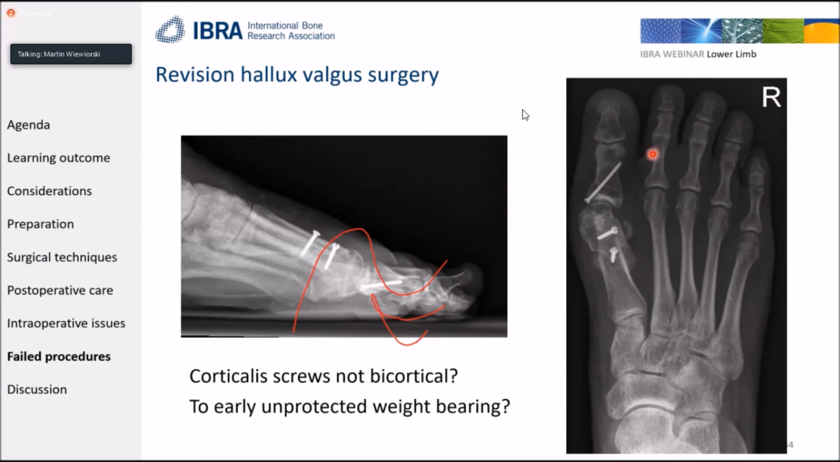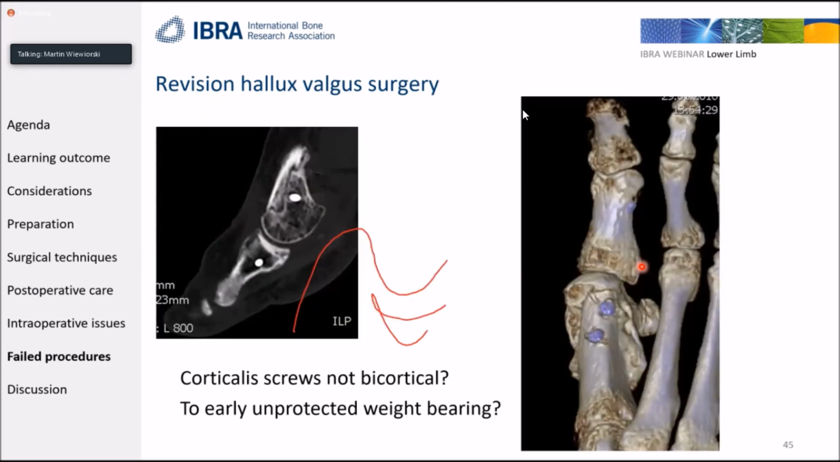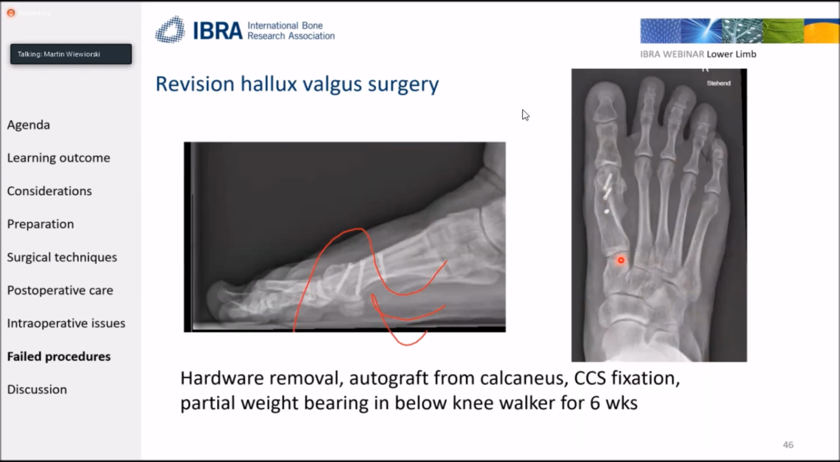I don't know what the reason was for this failure. Maybe the screws were not bicortical and failed. Maybe she was weight bearing too early. I can't really tell you what happened here. This is also the CT. You can see this is basically a non-union of this fragment. Non-unions in this region happen really rarely. I operate on heavy smokers, and they really always heal.